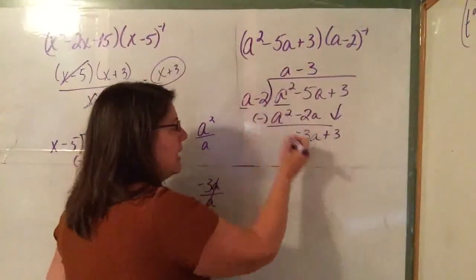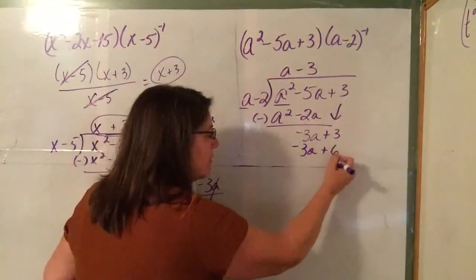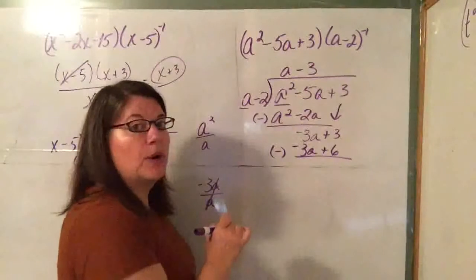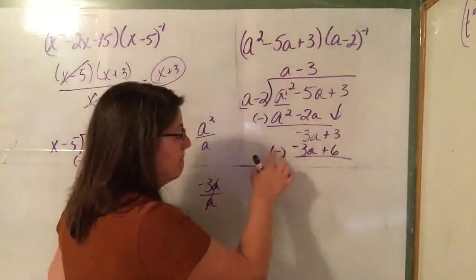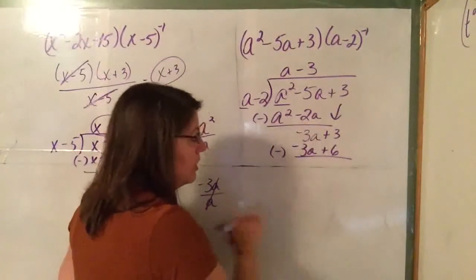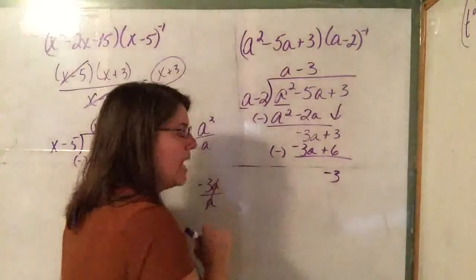Negative 3 times a is negative 3a. Negative 3 times negative 2 is a positive 6. I then subtract. So negative 3a minus negative 3a, that's negative 3a plus 3a, cancels. 3 minus 6 is negative 3. So this one has a remainder.